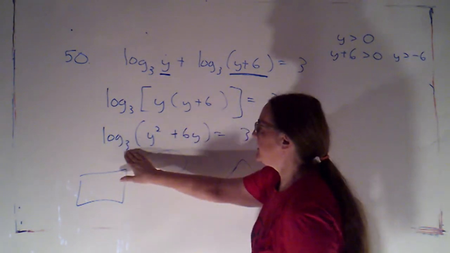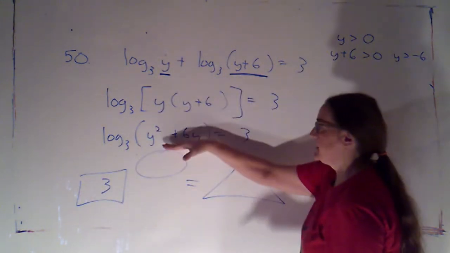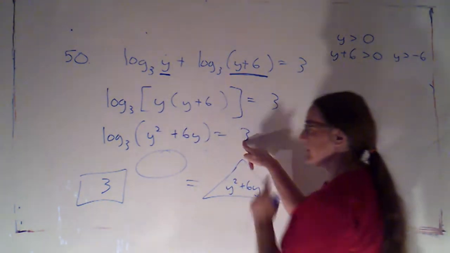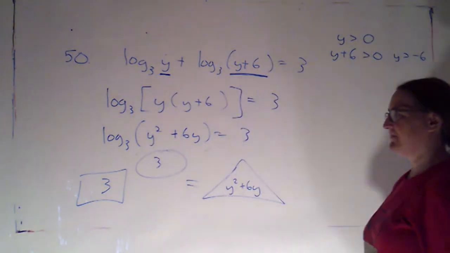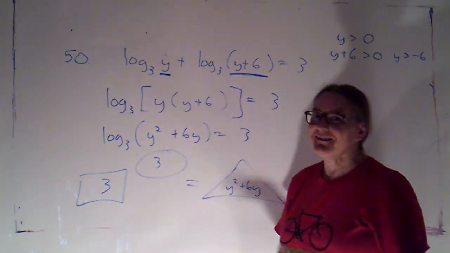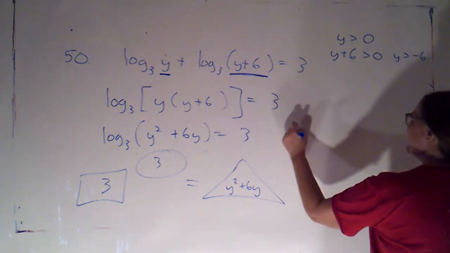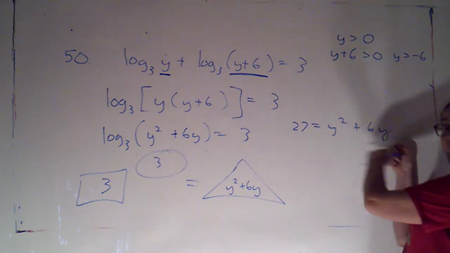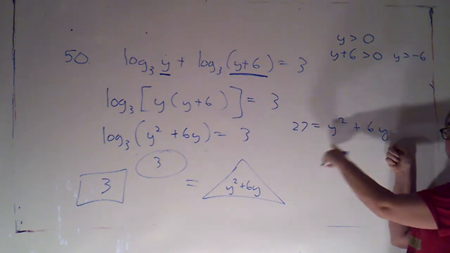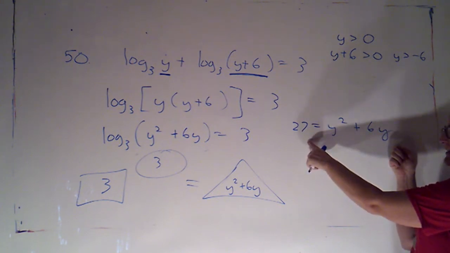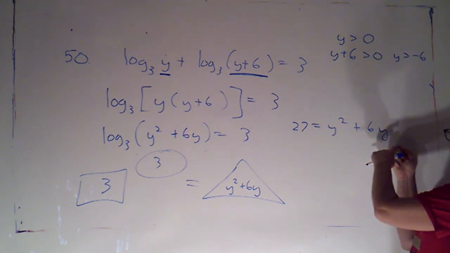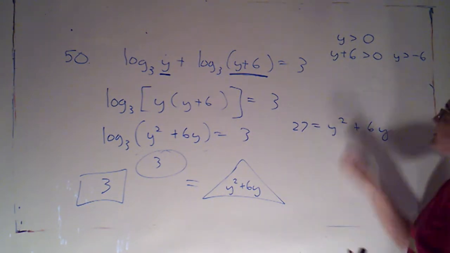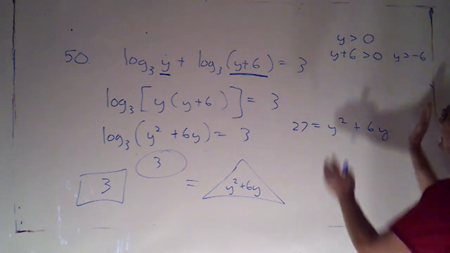So the exponent I need when 3 is my base to get y squared plus 6y, that exponent, that log, is 3. But notice, 3 cubed, that's just a number. That's 27. So I've got 27 equals y squared plus 6y. So now I just have a quadratic equation in y. Now notice from here, it's not obvious that there are restrictions on y. It looks like it would be perfectly fine if y was a negative number, but I know it can't be.